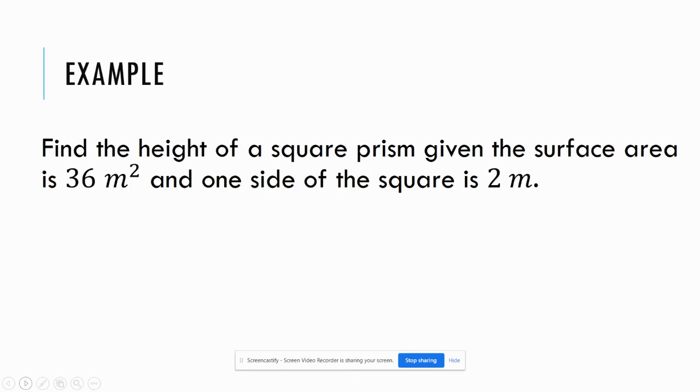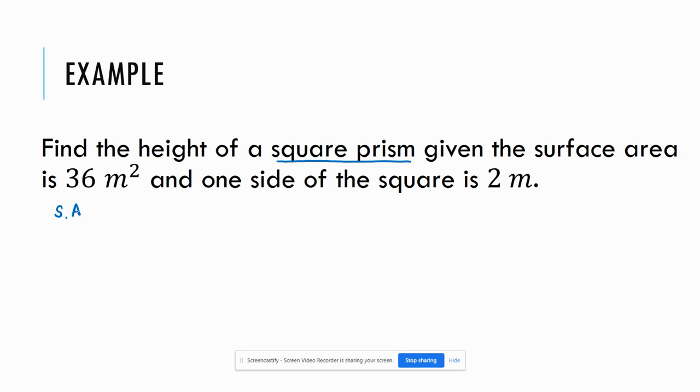Because what we're going to do now is a couple of working backwards problems. This time I'm going to give you surface area, and you're going to be finding a piece of the formula that represents the surface area. Notice that in this problem, it's important to look at what shape we're talking about. Well, we're talking about a square prism. So we're talking about a prism.